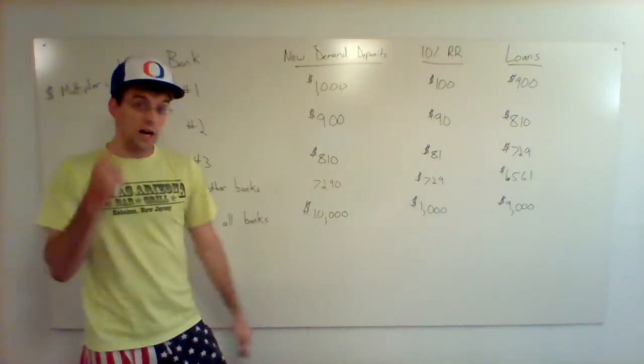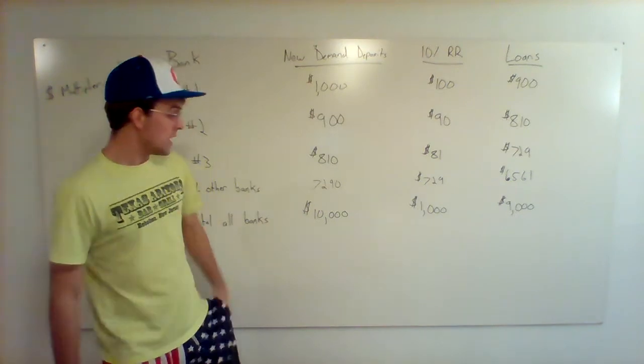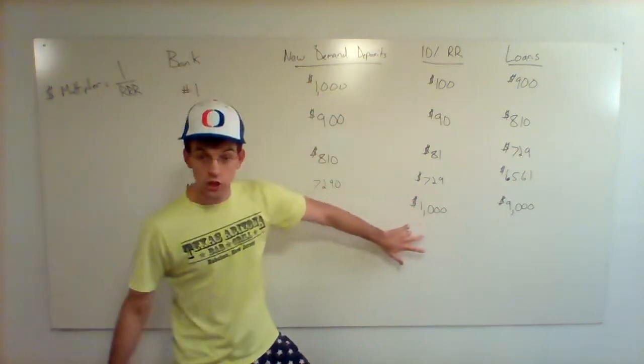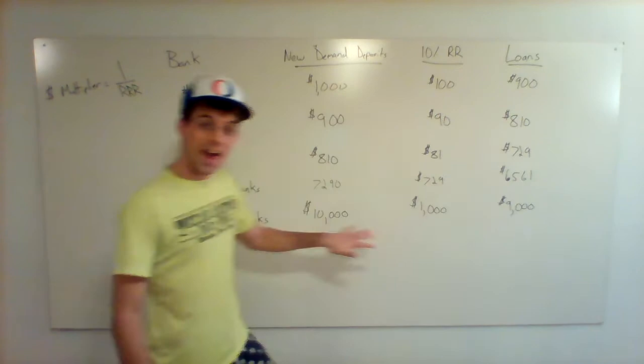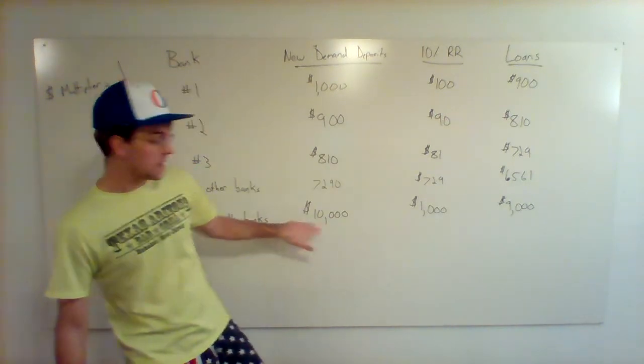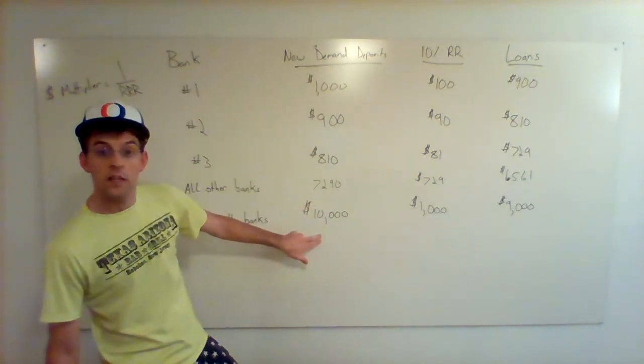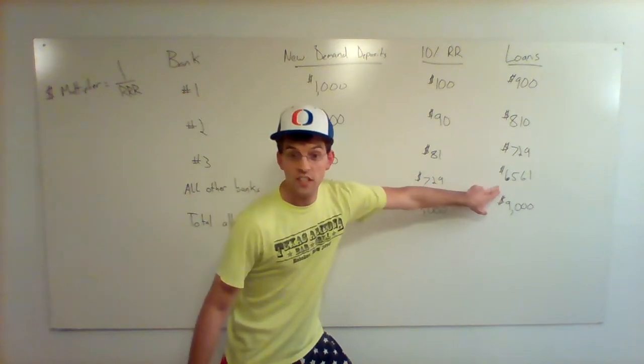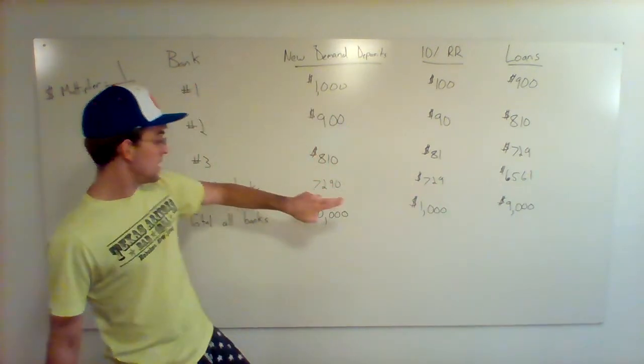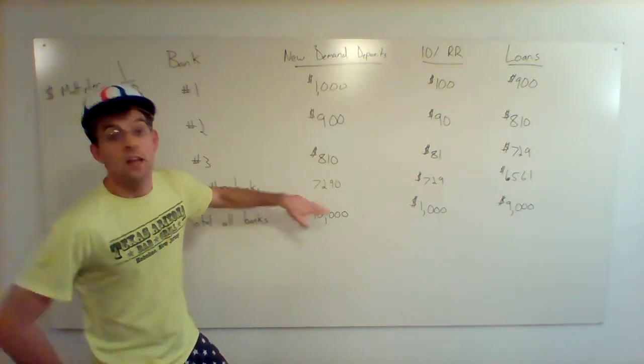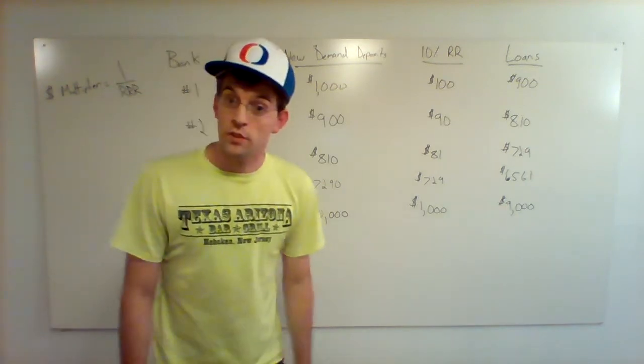Okay? Another way to check that your chart is right, these two columns, your loans and your required reserves, add up to the first one. 9,000 plus 1,000 equals 10,000. 6561 plus 729 gets you to 7290. You can double check me if you would like to.